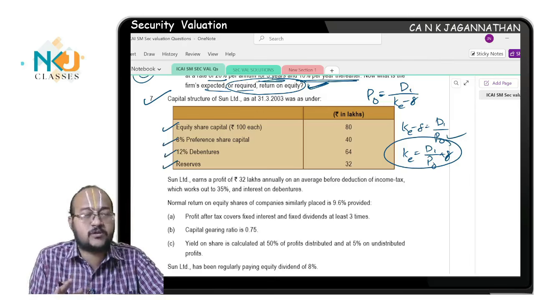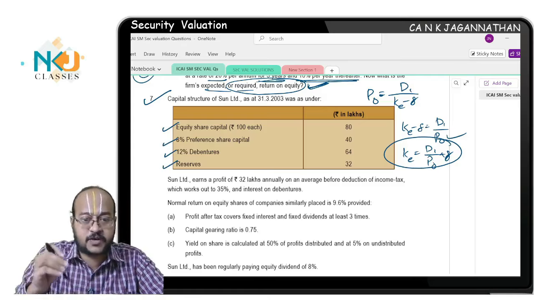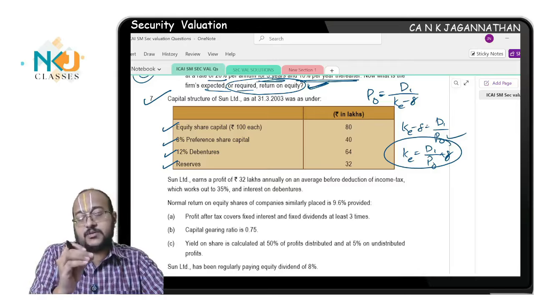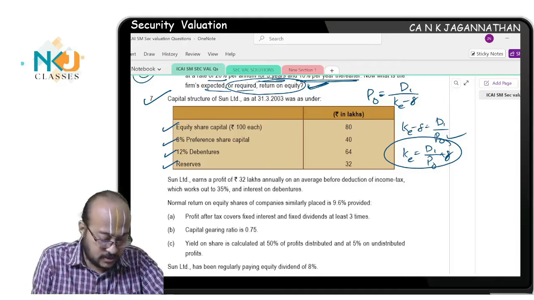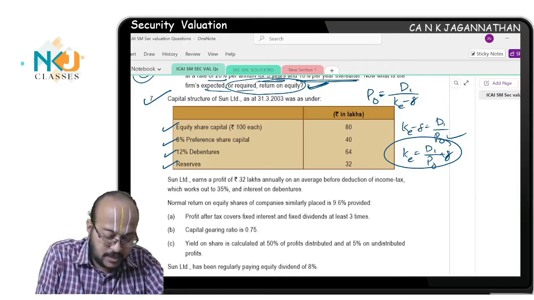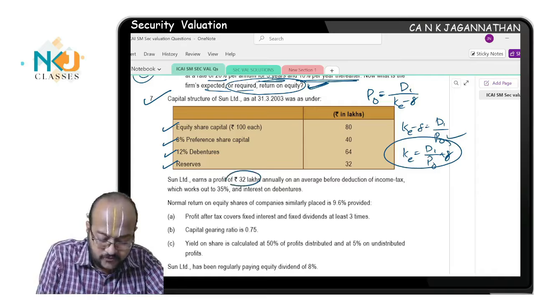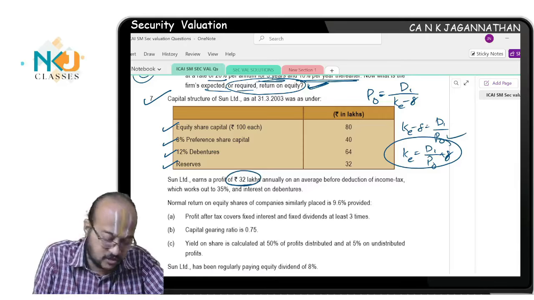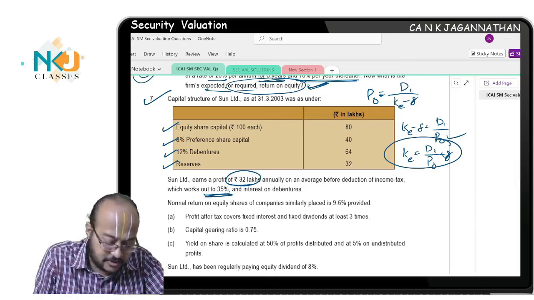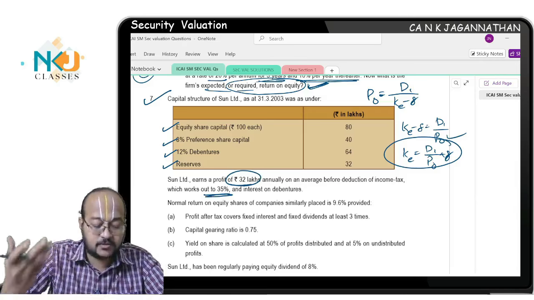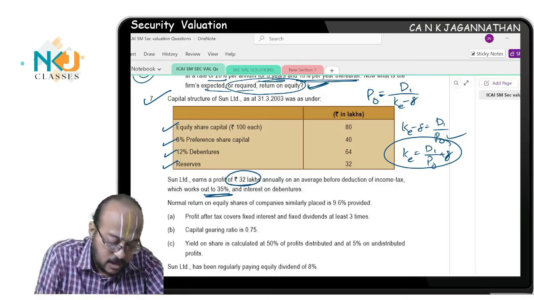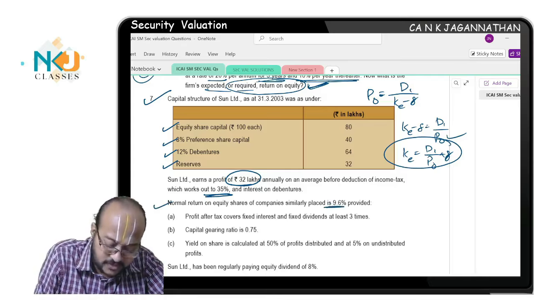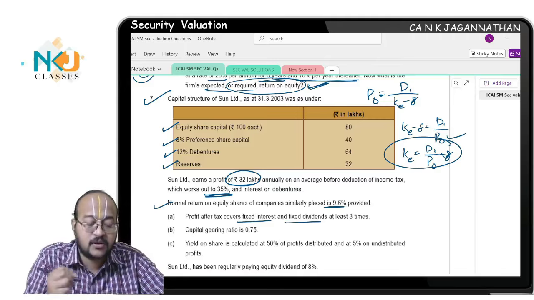This is one of the valuation based models, an earnings based model. I will explain it before solving. Once we read out the question, I'll explain what the issue involved is, then we'll move on to the solution. Balance sheet numbers are given, and Sun Limited earns a profit of 32 lakhs annually on average before deduction of income tax, which works out to 35%, and interest on debentures. So 32 lakhs before tax and debenture interest is nothing but EBIT. Normal return on equity shares of similarly placed companies is 9.6%, provided profit after tax covers fixed interest and fixed dividends at least 3 times.